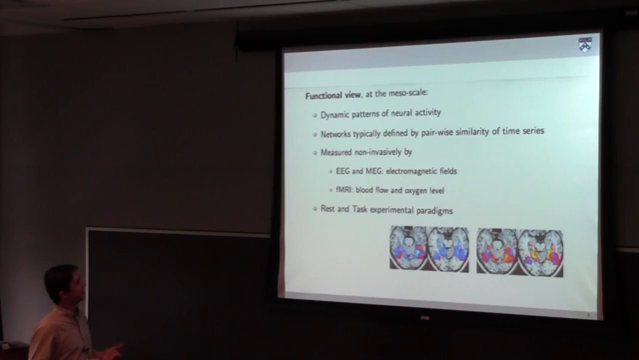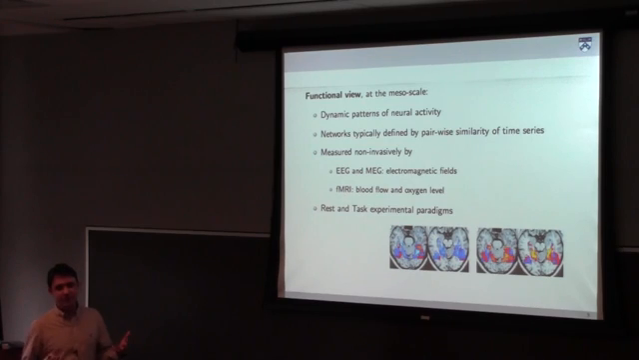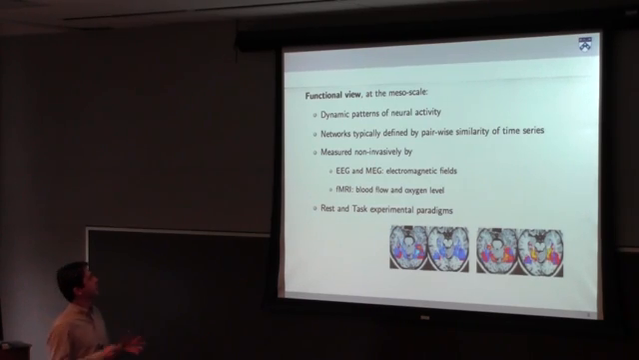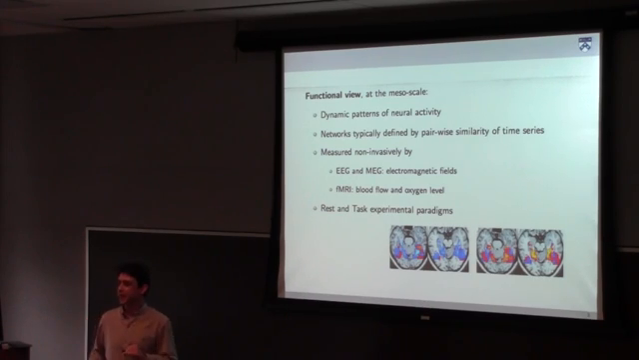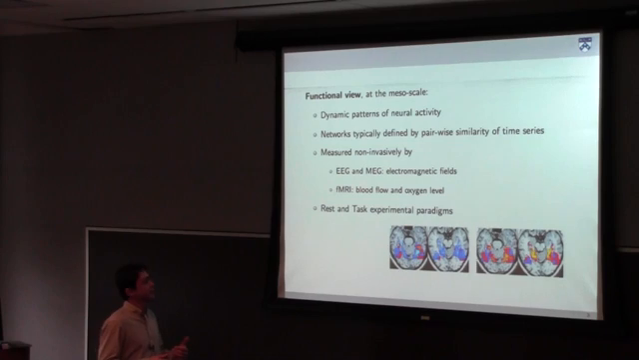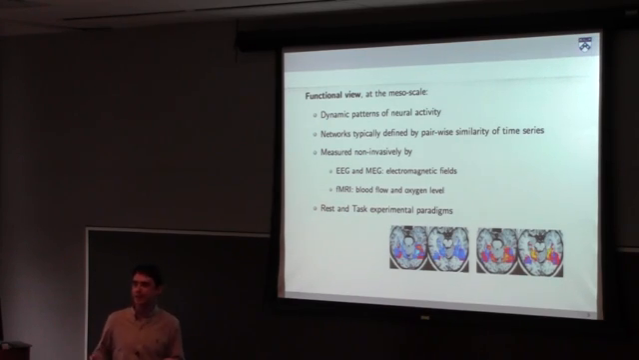For example, EEG and MEG measure directly the electromagnetic fields, and by doing so, you have a very fine scale measurement in time, but not so much in space, because the signals get a little scrambled. In fMRI, on the other hand, you have very fine detail on the spatial scale, but not so much on the time scale.